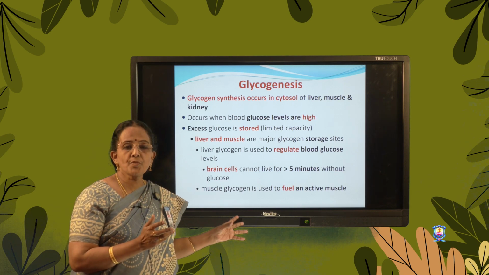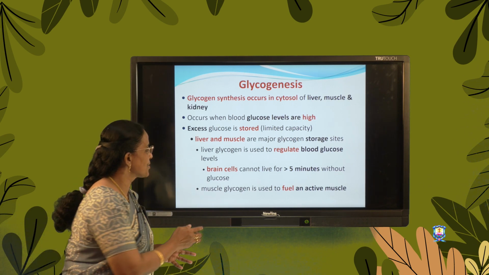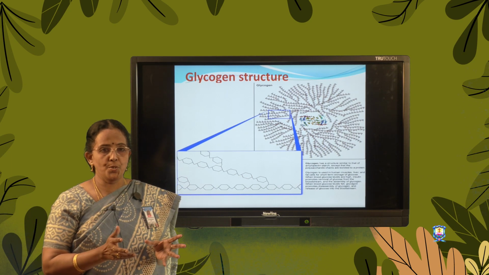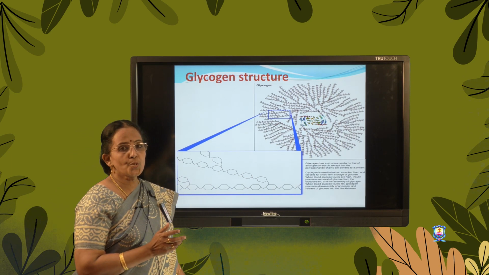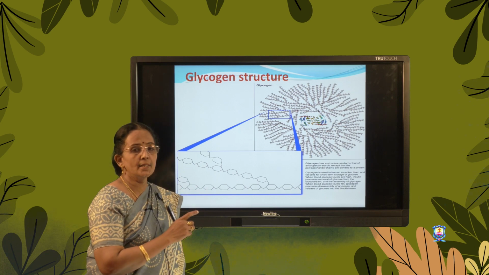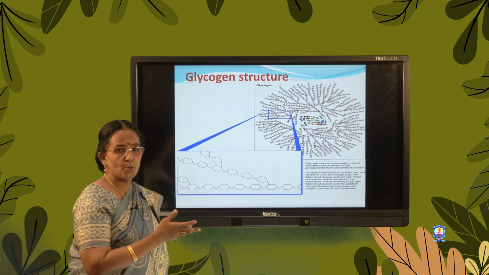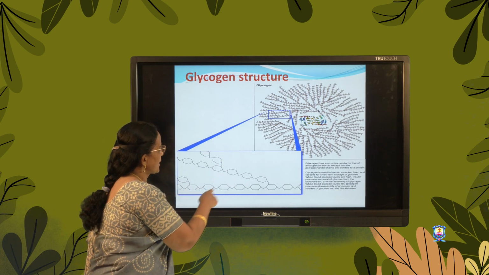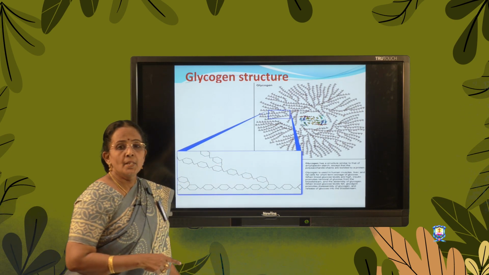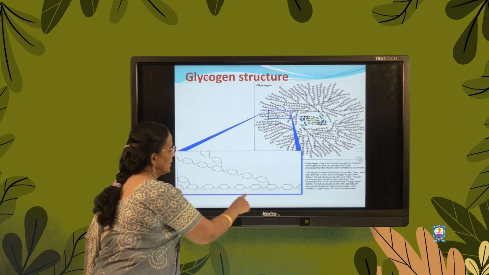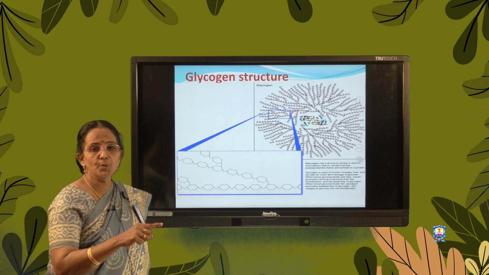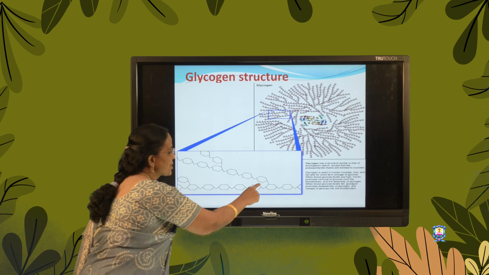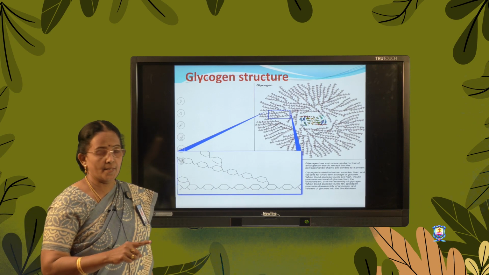And what is the main function of glycogen that is stored in the muscle? The main function is to give energy or fuel to the muscle tissue. And this slide shows a glycogen molecule. As we see here, it has thousands and thousands of glucose molecules. A small portion of this glycogen is shown here enlarged. You can see hundreds of glucose molecules. They are attached by alpha-1,4 bonds, and at the branch point, the linkage is alpha-1,6.